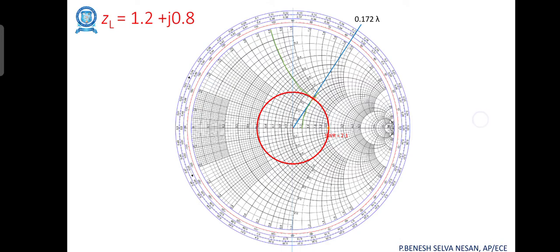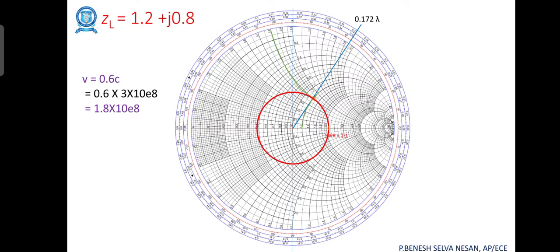Now, in the problem one value is given, that is the wave's velocity, which is 0.6 into c, where c is the speed of light. We know the speed of light is 3 into 10 power 8. So we put 0.6 into 3 into 10 power 8, which equals 1.8 into 10 power 8.